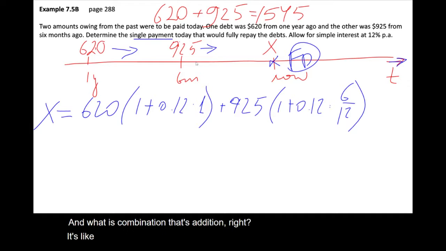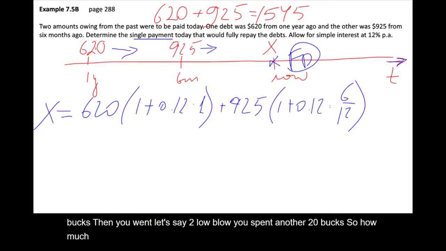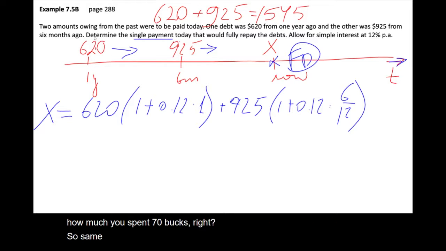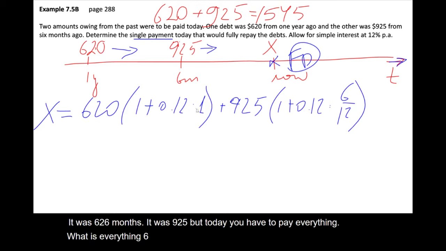It's like you went shopping. You went to Walmart and spent, let's say, $50. Then you went to Loblaws and spent another $20. So how much did you spend? $70, right? Same here. A year ago it was 620. 6 months ago it was 925. But today you have to pay everything. What is everything? 620 plus interest and 925 plus interest. That's what makes sense.